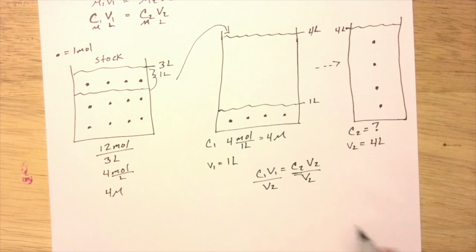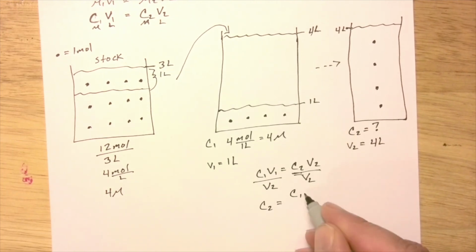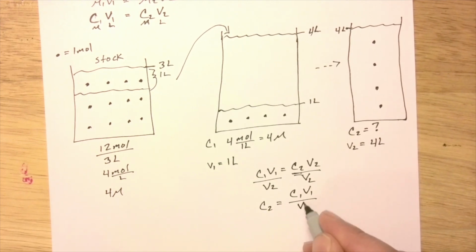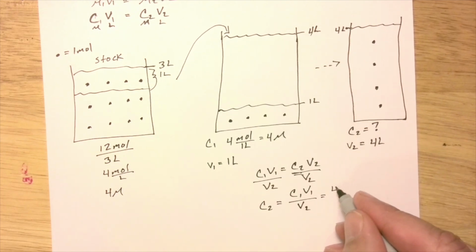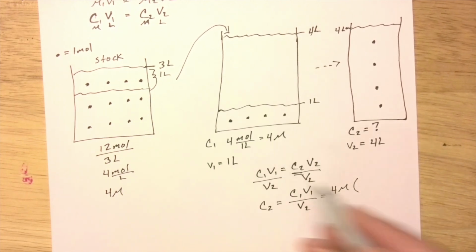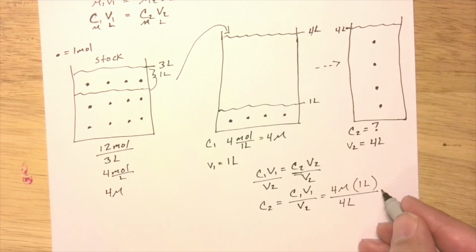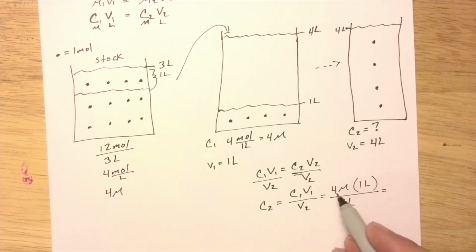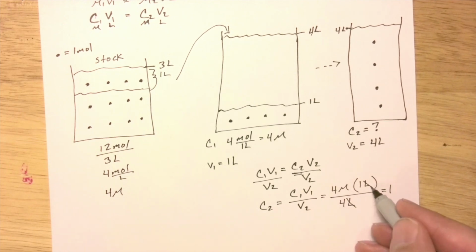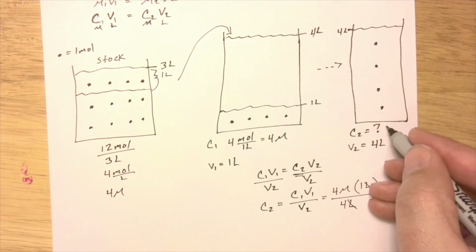So therefore, I would end up with C2 is equal to C1 V1 all over V2. My C1 was 4 molar. My V1 was 1 liter. My V2 is 4 liters. Now you really don't even need a calculator for this, but 4 times 1 is 4, divided by 4 is 1. So the liters will cancel out, and this will be a 1 molar solution. So this should be 1 molar.